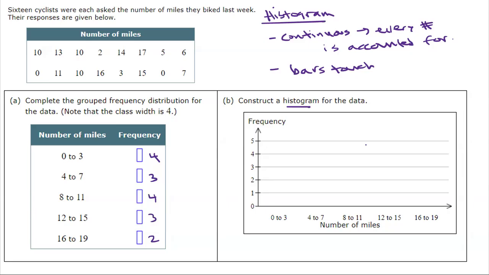The first part is from 0 to 3, the frequency is 4. So the max here is 4. From 4 to 7, the max is 3. From 8 to 11, the max is 4 again. From 12 to 15, it's 3. And then the last one, 16 to 19, is 2. And then we're just going to draw our bars here.